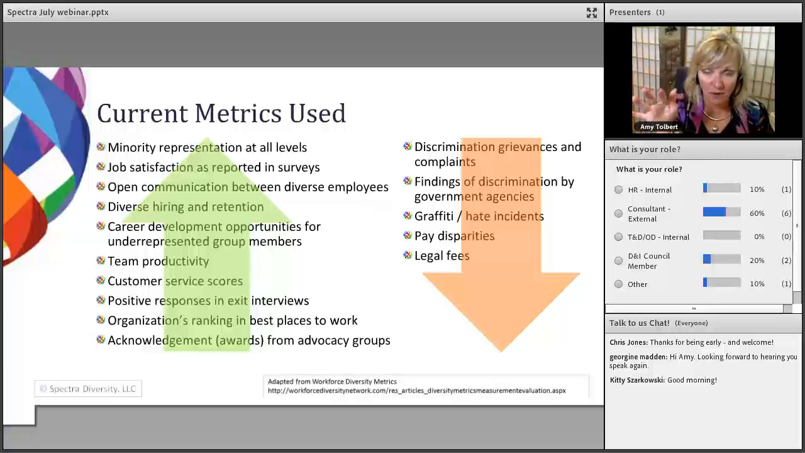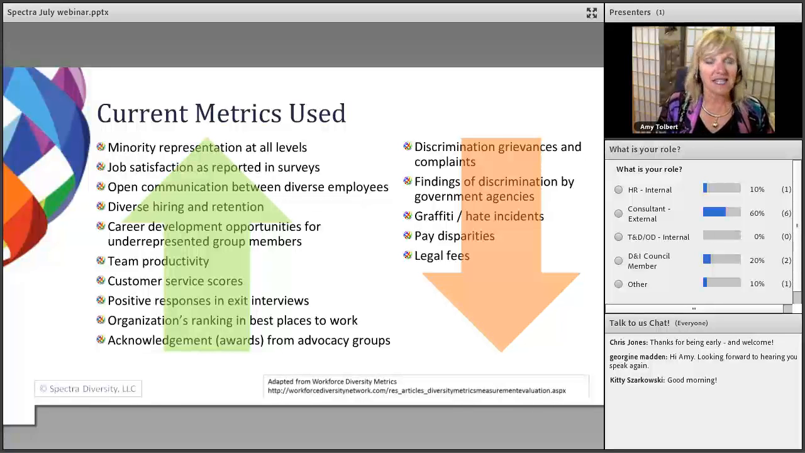But as I said, we retired that due to age, and we're coming up with something that's a little bit more specific that I'll be sharing with you. So other metrics, folks, what are some of the other metrics that people use? Things that they want to see an increase in, right there on that left side of the screen. They want to see an increase in minority representation, job satisfaction, customer service scores.